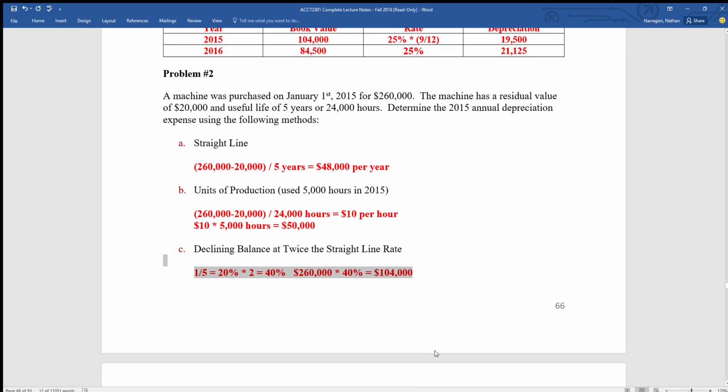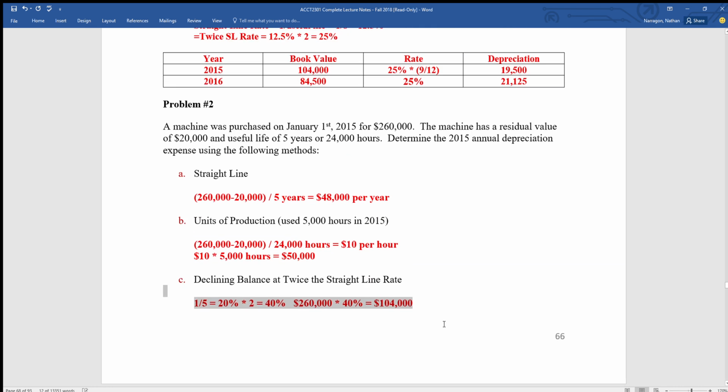Okay, so that's it for depreciation. That's it for Chapter 8. That's all about fixed assets, and we're good to go.